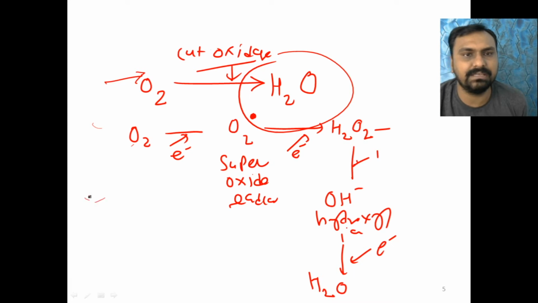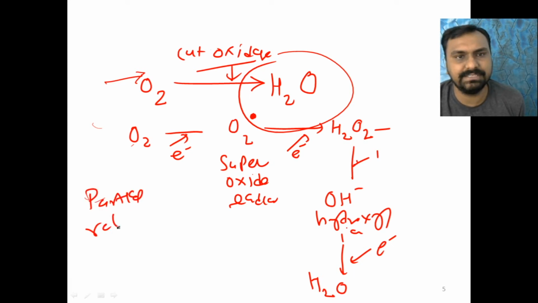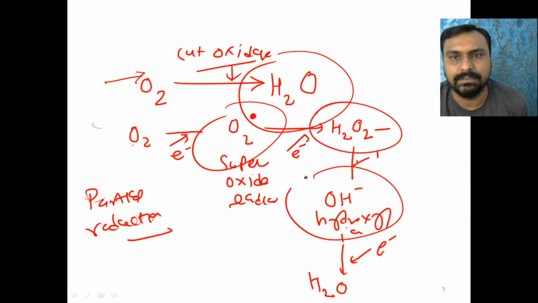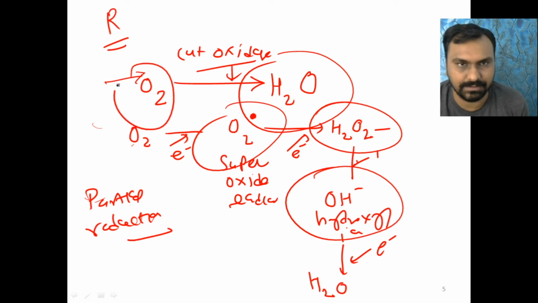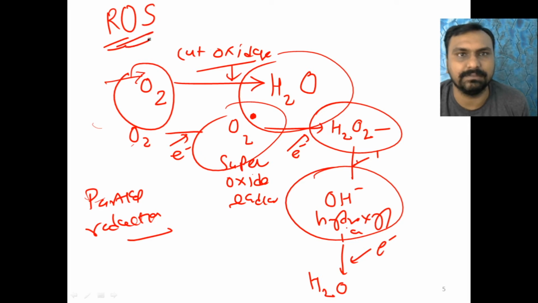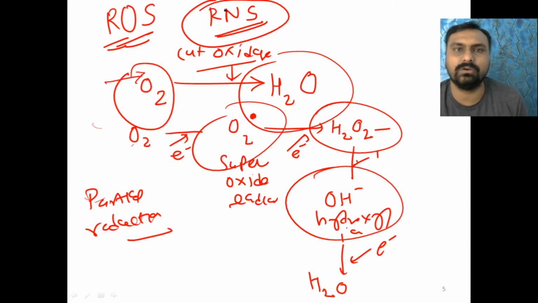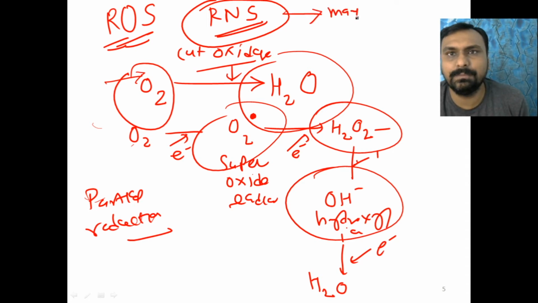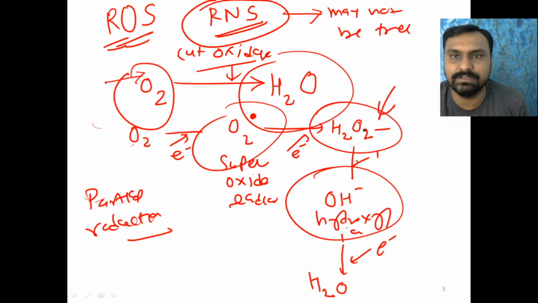But if there is a partial reduction, then free radicals are generated. Partial reduction of oxygen leads to reactive oxygen species. If there is a partial reduction of nitrogen, it leads to reactive nitrogen species. Here, these reactive oxygen or nitrogen species may not be free radicals, like H2O2. H2O2 is a reactive oxygen species because it is a product of partial reduction of oxygen.